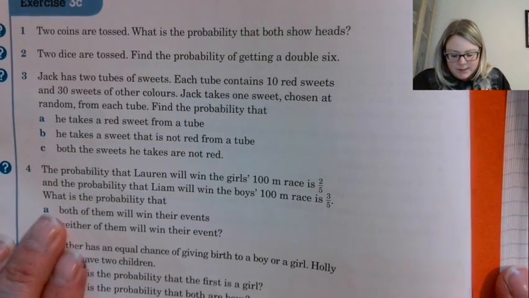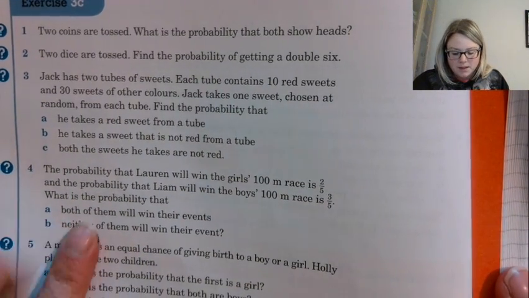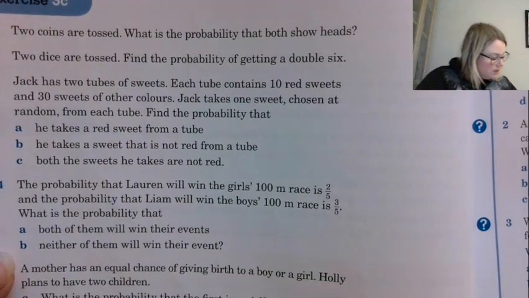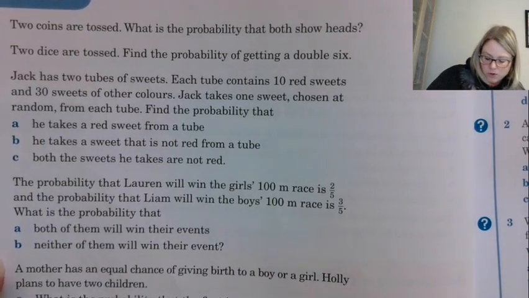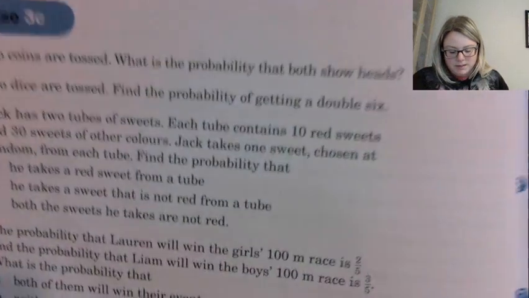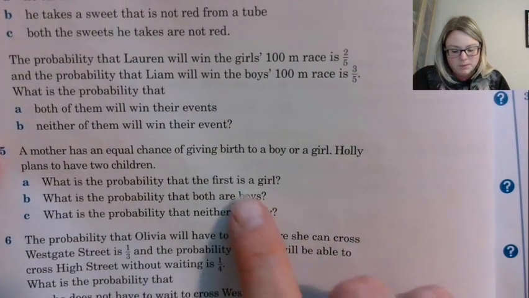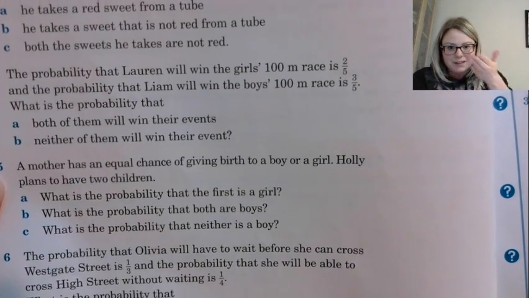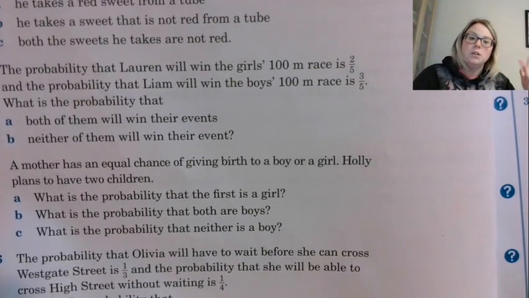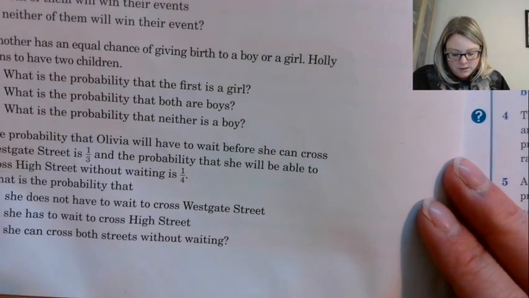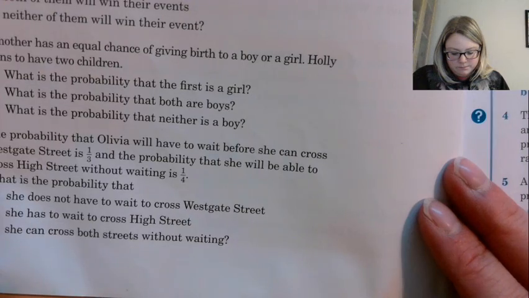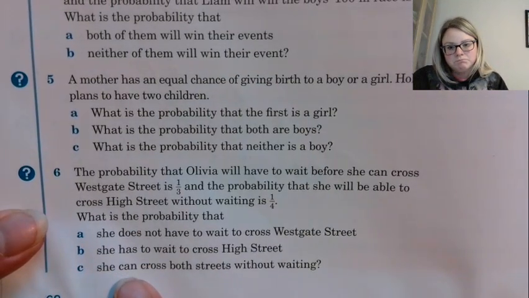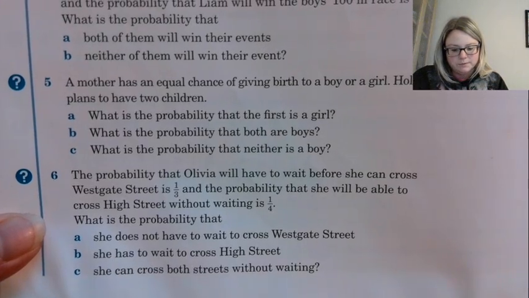Let me see. One there I think is okay. 5, a mother has an equal chance of giving birth to a boy or a girl. Holly plans to have 2 children. What's the probability the first is a girl? Again, straightforward. Both are boys, so that's a boy and a boy. Neither's a boy, then that's a girl and a girl. Yeah, I think you could give that one a go as well.